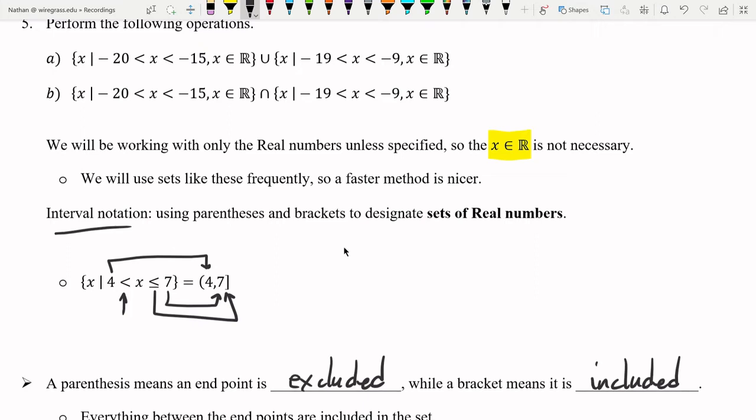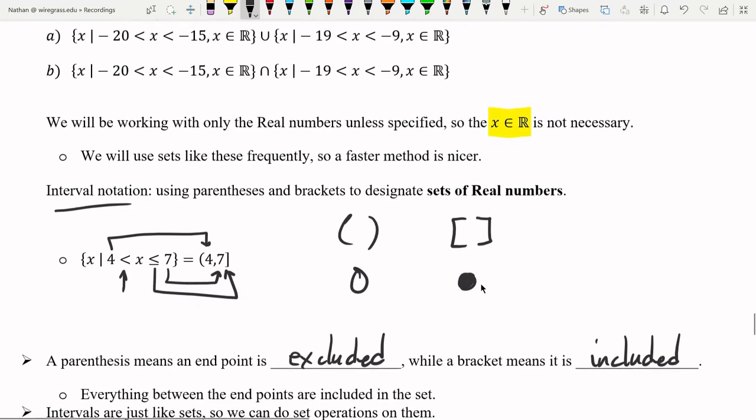So think of the parentheses like open dots and the brackets like closed dots. That's the key thing here. The reason why we don't use open and closed dots is because parentheses and brackets are much faster to type. There's a designated key on the keyboard to type it. So we are transitioned to this parenthesis and bracket to designate this information.